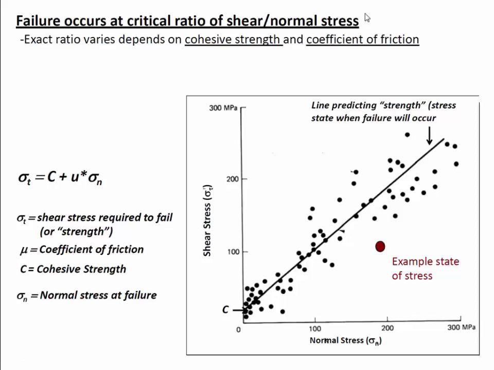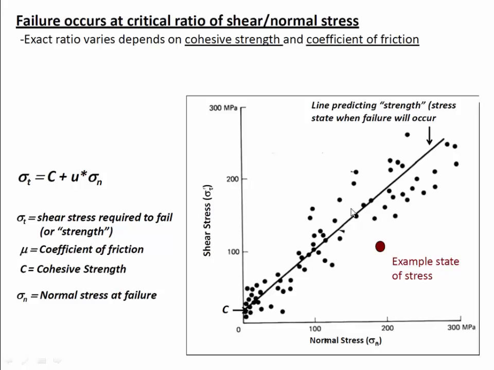So that equation predicts this line here, and this line is experimentally determined for different materials, which is why we show this plot as a bunch of different experimental data points. And each of these data points represents a combination of shear stress and normal stress at which a material failed. And if we fit a best fit line through that, we're left with the best fit Coulomb failure line here.